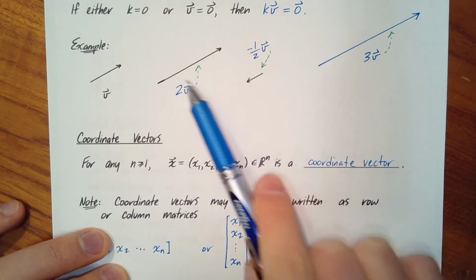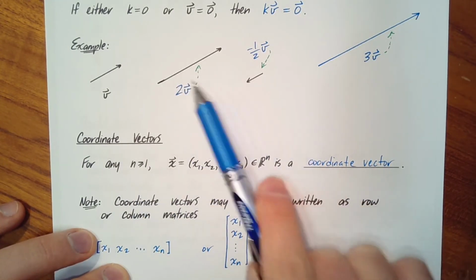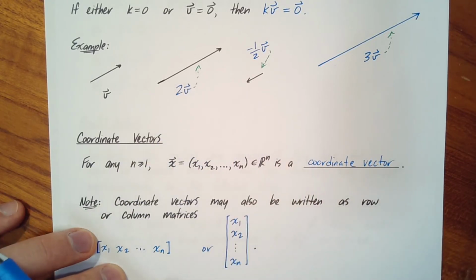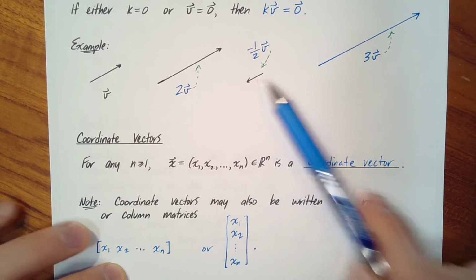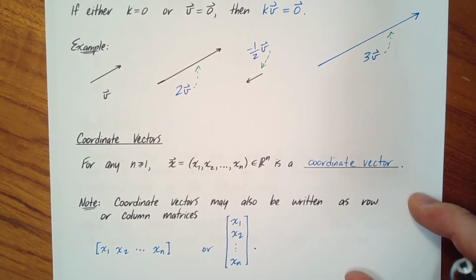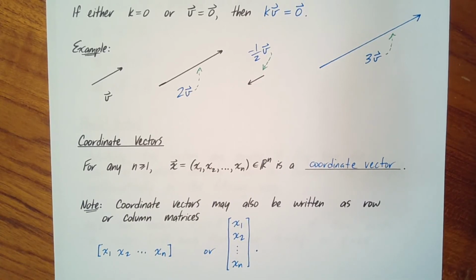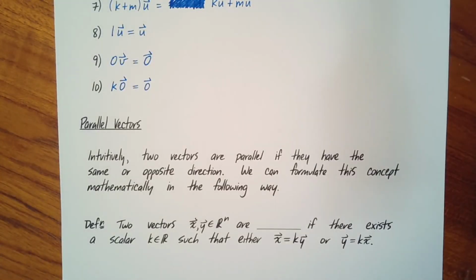In fact, it might be hard to tell because this one's so short, but if you move this line closer to this one, you'd see that they are actually parallel, even though this one's pointing in the opposite direction. Those are the only two candidates: identical direction, or the exact opposite direction, is the only way two vectors can be parallel. But we can actually quantify that mathematically.